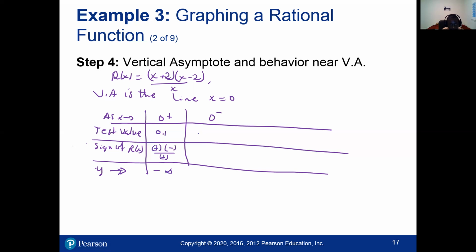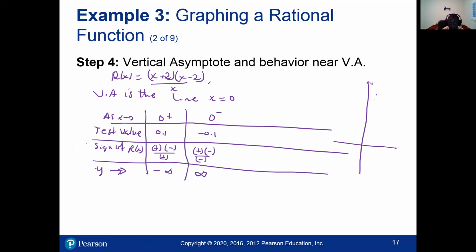And then if I use, let's say, negative 0.1 when approaching from the left, what do you have? Negative 0.1 plus 2 is positive, and negative 0.1 minus 2 is negative, and then the denominator will be negative. So this goes to positive infinity. This is your vertical asymptote, the y-axis. As you approach it from the left, it goes to positive infinity.